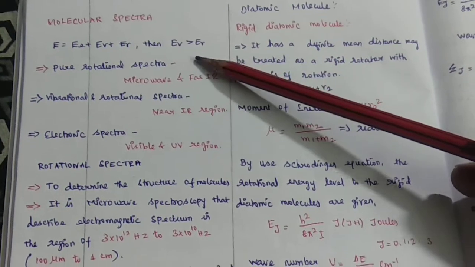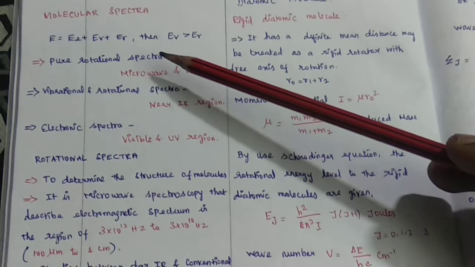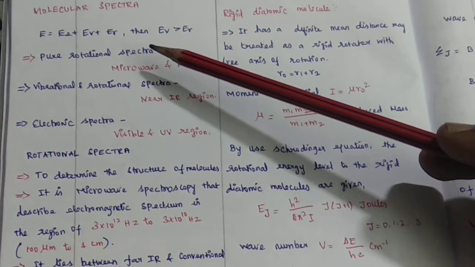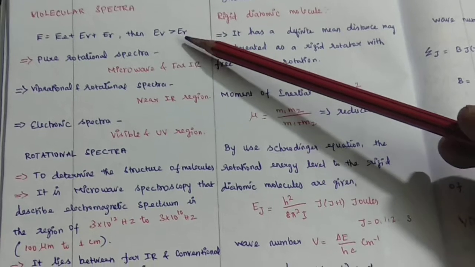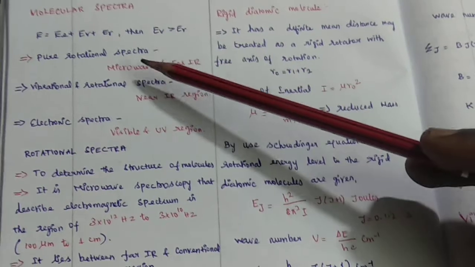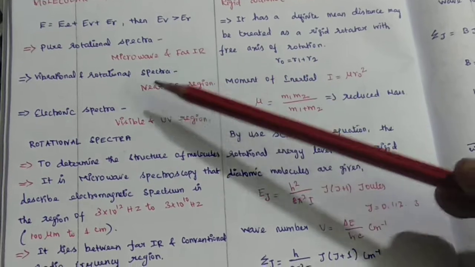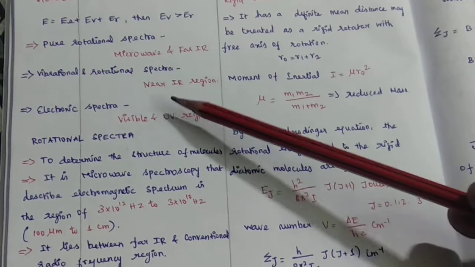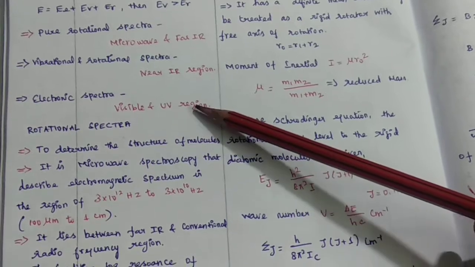So the molecular spectra can be written as E is equal to Ee plus Ev plus Er, where Ee is called electronic, Ev is called vibrational, and Er is the rotational. If a pure rotational spectrum, it should be in the microwave and far IR region. If vibrational and rotational spectra, it should be in the near IR region. Then electronic spectra are in the visible and UV region.